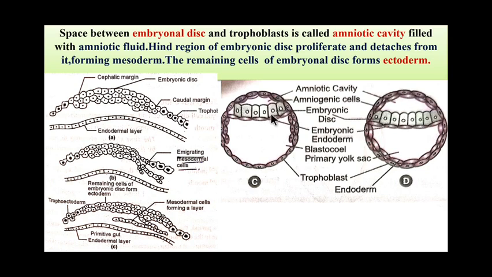Whatever cells are left in the inner cell mass after the formation of endoderm are called the embryonic disc. And here you can see the embryonic endoderm. The endoderm located under the embryonic disc is called embryonic endoderm, which later forms the gut, and some of it forms the yolk sac. Now one side of the embryonic disc is the head and the other is the tail, the hind region.